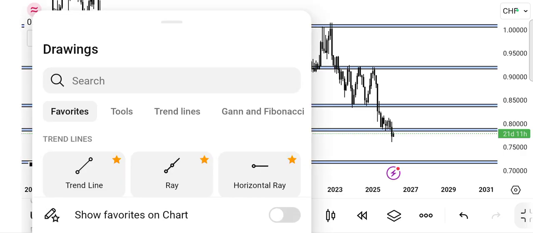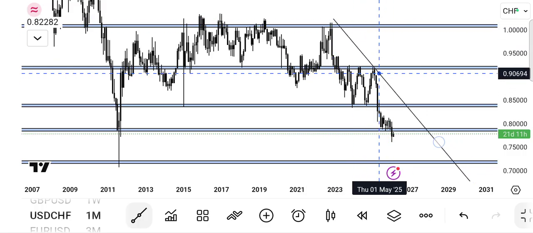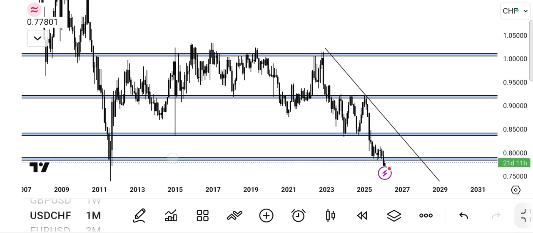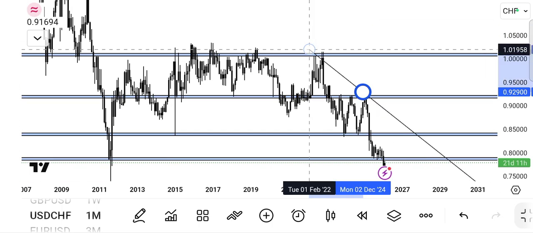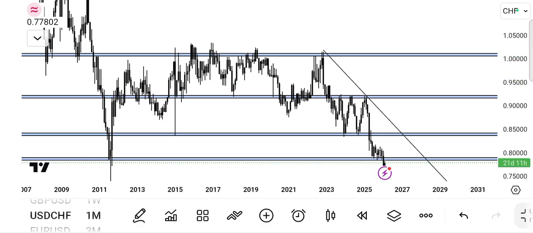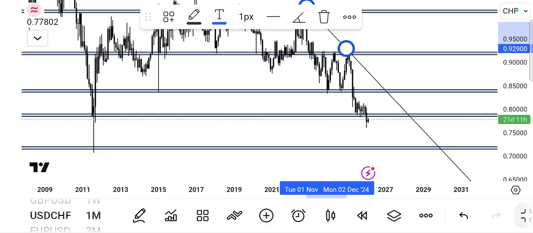Let's try checking some little factors, some confluence that can back this up. Since we have the directional bias of what we are going to be expecting, anything we are going to be doing should always be at our back.